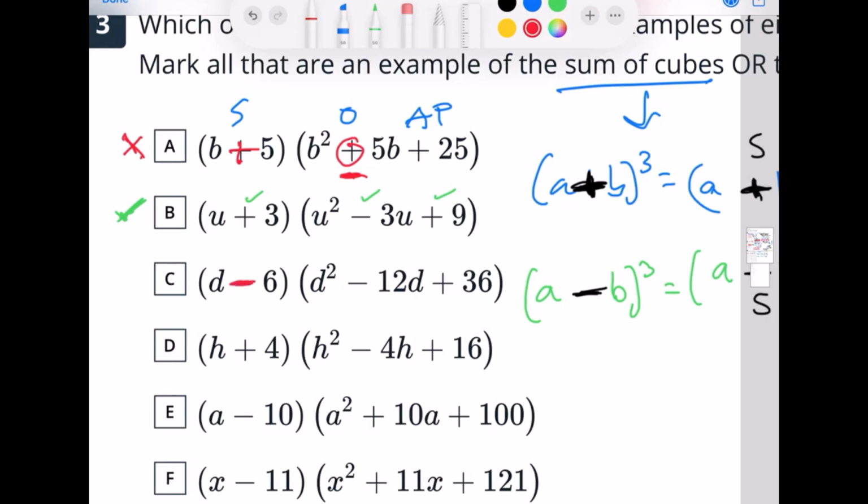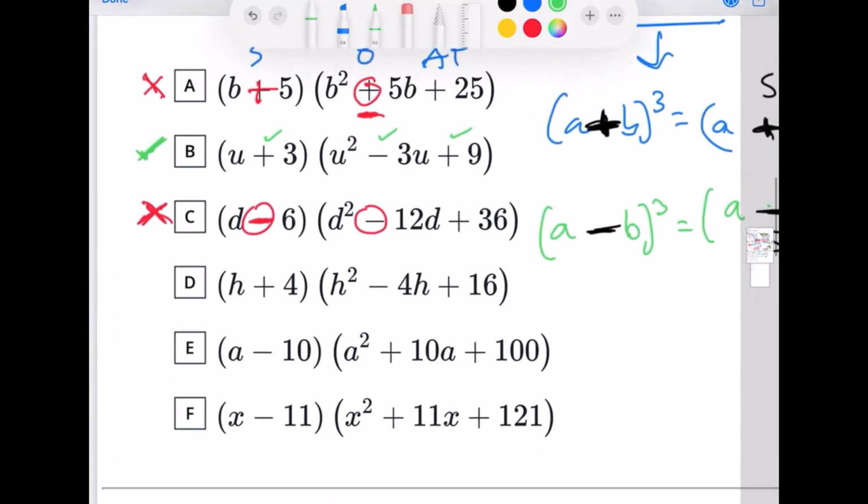Same, opposite. Are these opposites? No, so wrong. It's like a D. I have a plus. So what's the opposite of that? That's a minus, then plus. So if your B value is 4, 4 squared is 16, so that works.